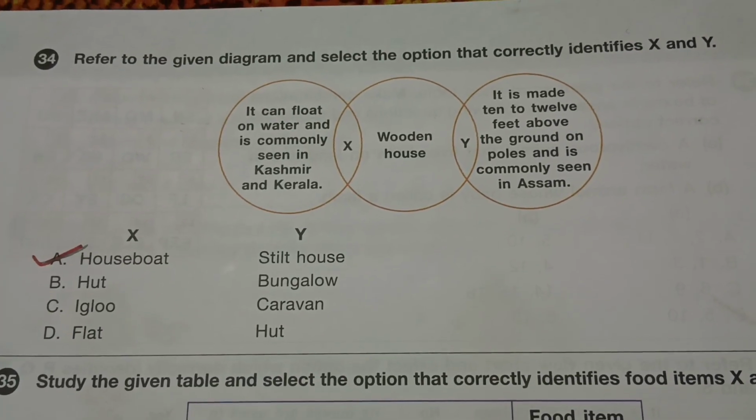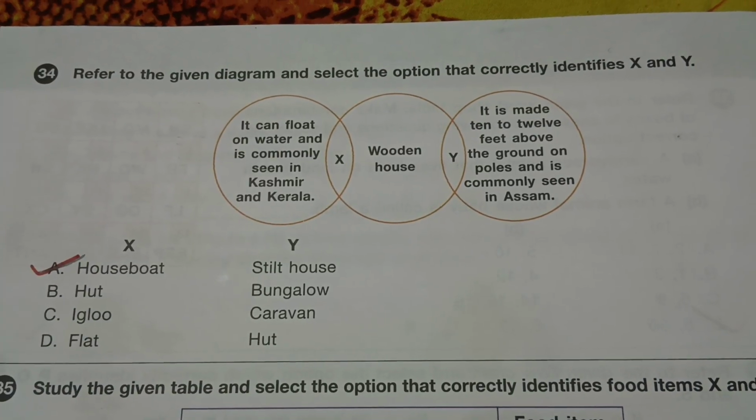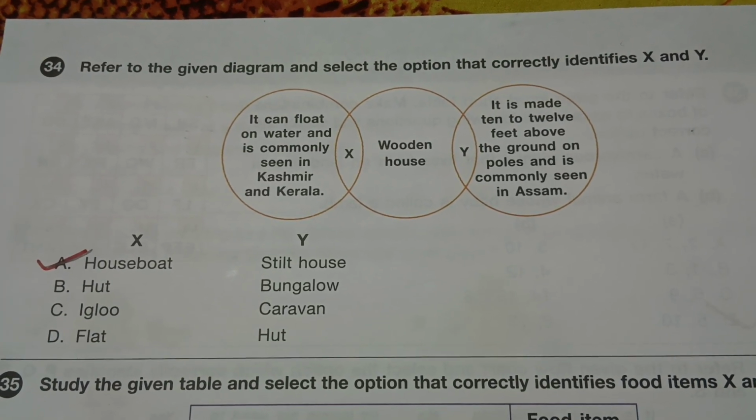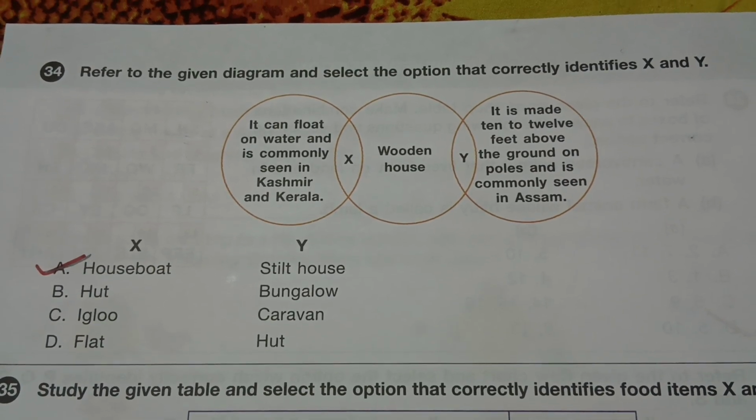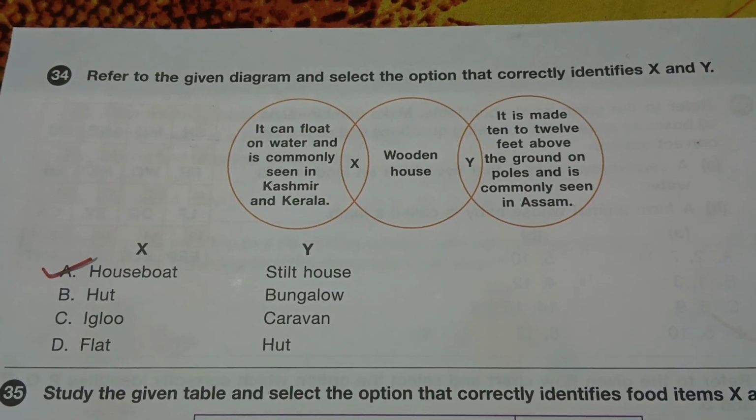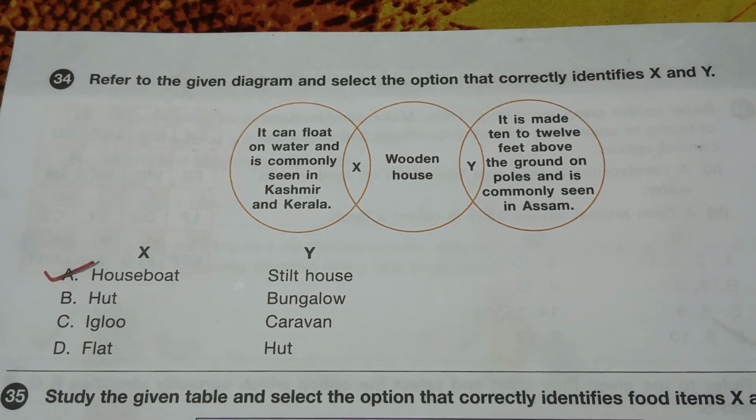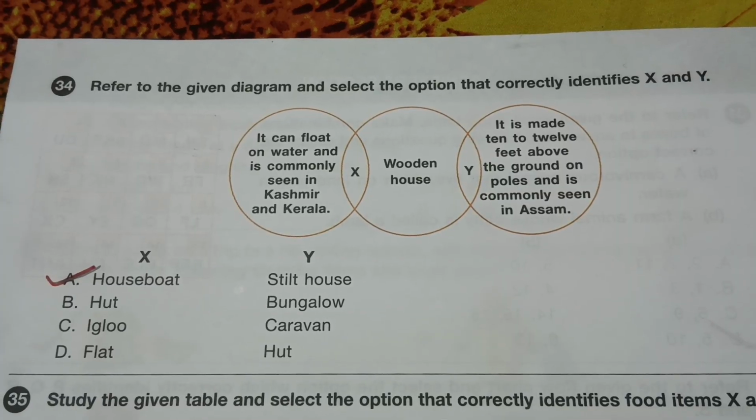Question number 34. Refer the given diagram and select the option that correctly identify X and Y. It can float on water and is commonly seen in Kashmir and Kerala and it is a wooden house. So X is a houseboat and Y is a wooden house which is made up of 10 to 12 feet above the ground on the poles and it is commonly seen in Assam. So it's stilt house. Option A.